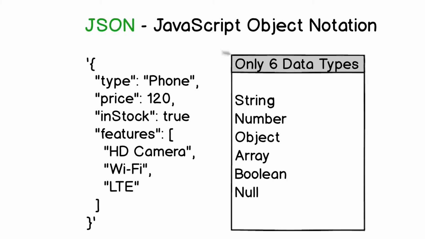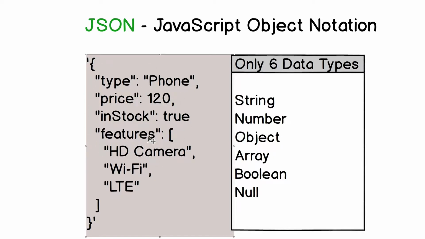JSON stands for JavaScript Object Notation. And data presented in JSON is just a string. Here on the left, you see an example of a JSON object. Please notice the single quotes that surround this object. They mean that this object is simply a string.